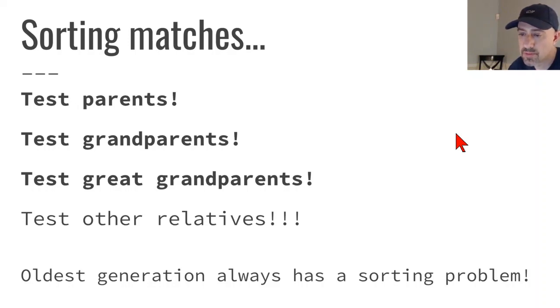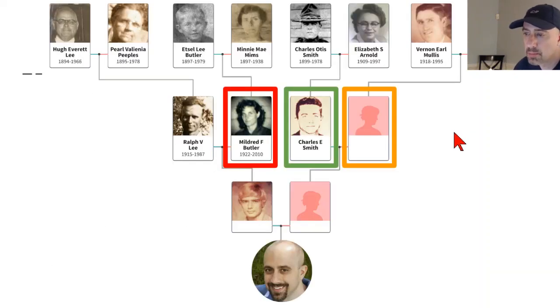Some of your other relatives will offer opportunities for sorting out matches. But I'll note that even if you do have the good fortune of being able to test your parents and your grandparents, the oldest generation is always going to present you with a sorting problem. So, for example, if I had known about genetic genealogy early enough, I could have tested 3 of my 4 grandparents, and that would have helped me greatly with sorting out my matches, but then I would still be faced with the challenge of sorting out their matches.